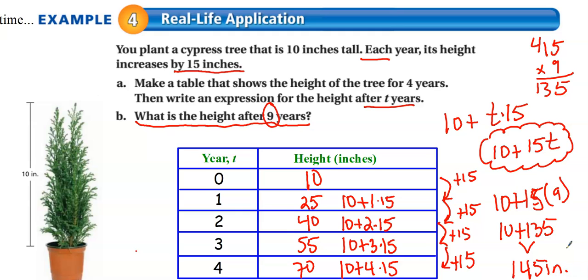Now, if I want to convert that to feet, then I need to divide by 12, right? Because there's 12 inches in every foot. But this is how I used a table and noticed a pattern to write a really cool expression that can help me predict how tall this tree will be after 9 years. Okay. That's the end of the lesson.